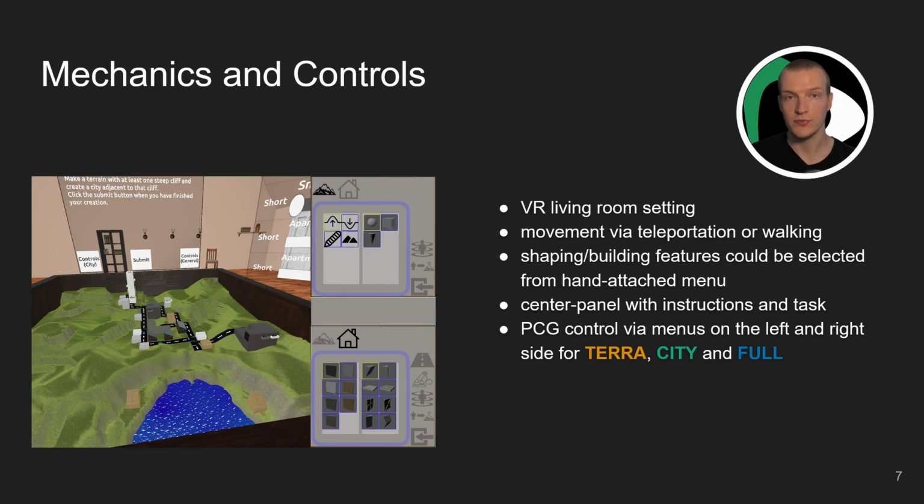In the center of the view, a text panel is displayed, showing the current task for the player and offering instructions for the controls. For the conditions in which PCG is included, so Terra, City, and Full, additional menus are displayed on the left and right side. Here, players can constrain the result of the PCG algorithm by adjusting certain sliders for variables like number of houses or the steepness of canyons.